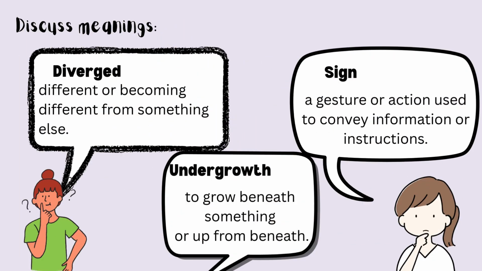After reading, we will discuss the meanings of some words from the poem. Diverged. When we say diverged, it means different or becoming different from something else. Undergrowth. Undergrowth means to grow beneath something or up from beneath. Sign. It is a gesture or action used to convey information or instructions.